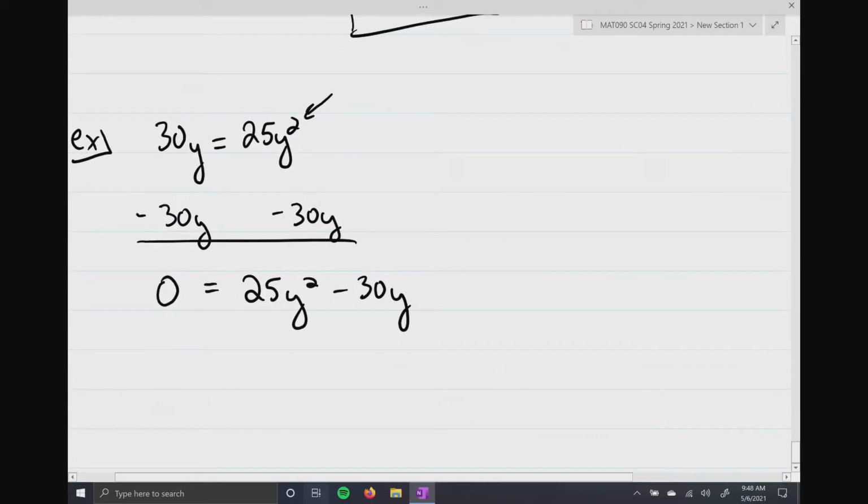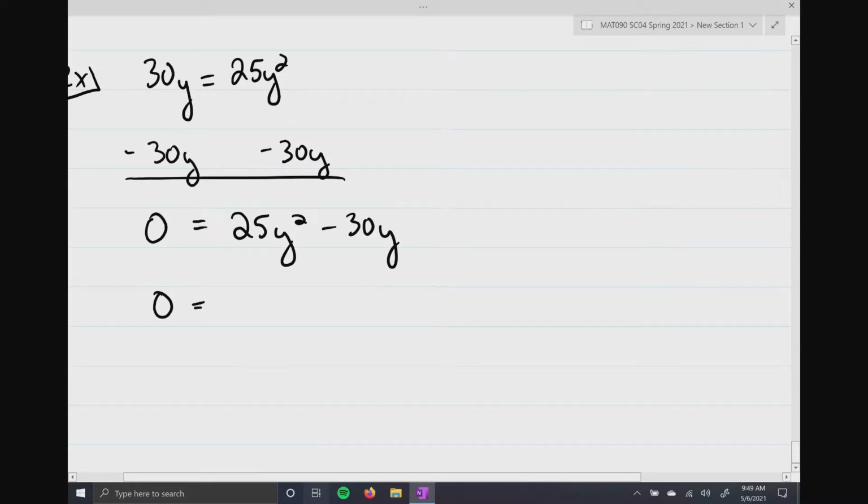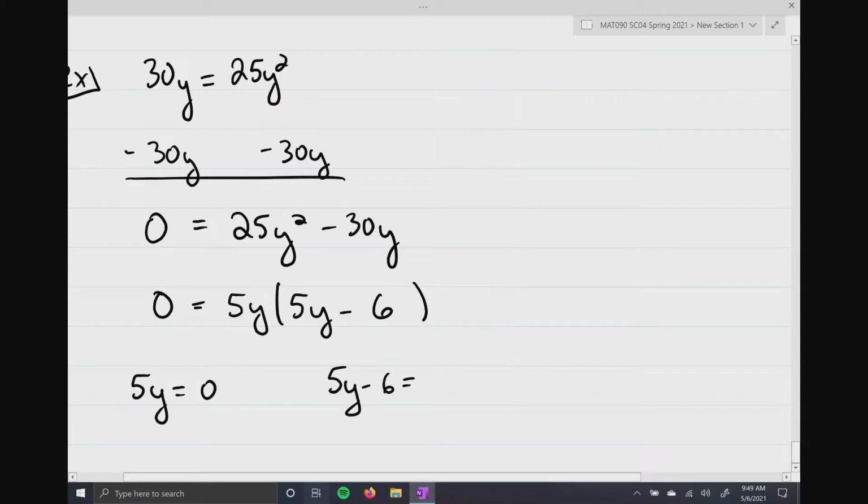So, now that I set it equal to 0, we factor. And we know how to factor. You always look for a GCF first. So with this problem, I could totally factor out a 5y. That's going to leave me with 5y minus 6. Now, I set each variable factor equal to 0. So, 5y equals 0. 5y minus 6 equals 0.